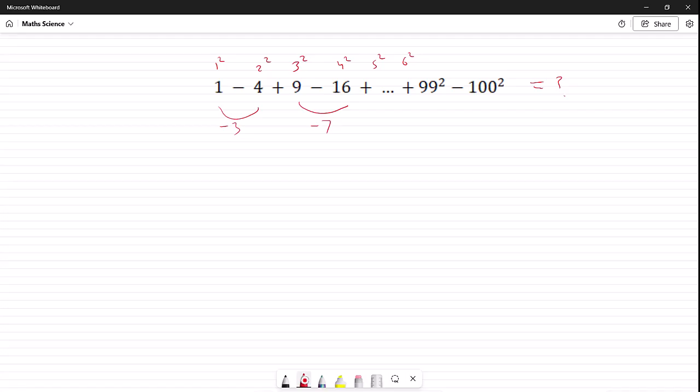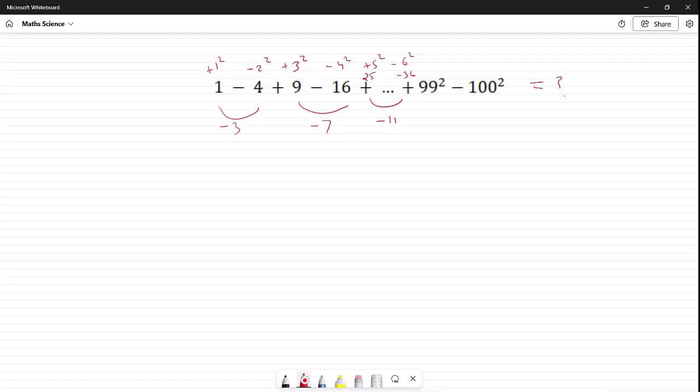And then here, since we have alternating plus and minus, this is a plus, this is a minus, this is a plus, this is a minus, this would be a plus, and this would be a minus. So this is 5 squared, which would be 25, and then this is 6 squared, which is 36. So the difference between these two, minus 36 plus 25, is minus 11.